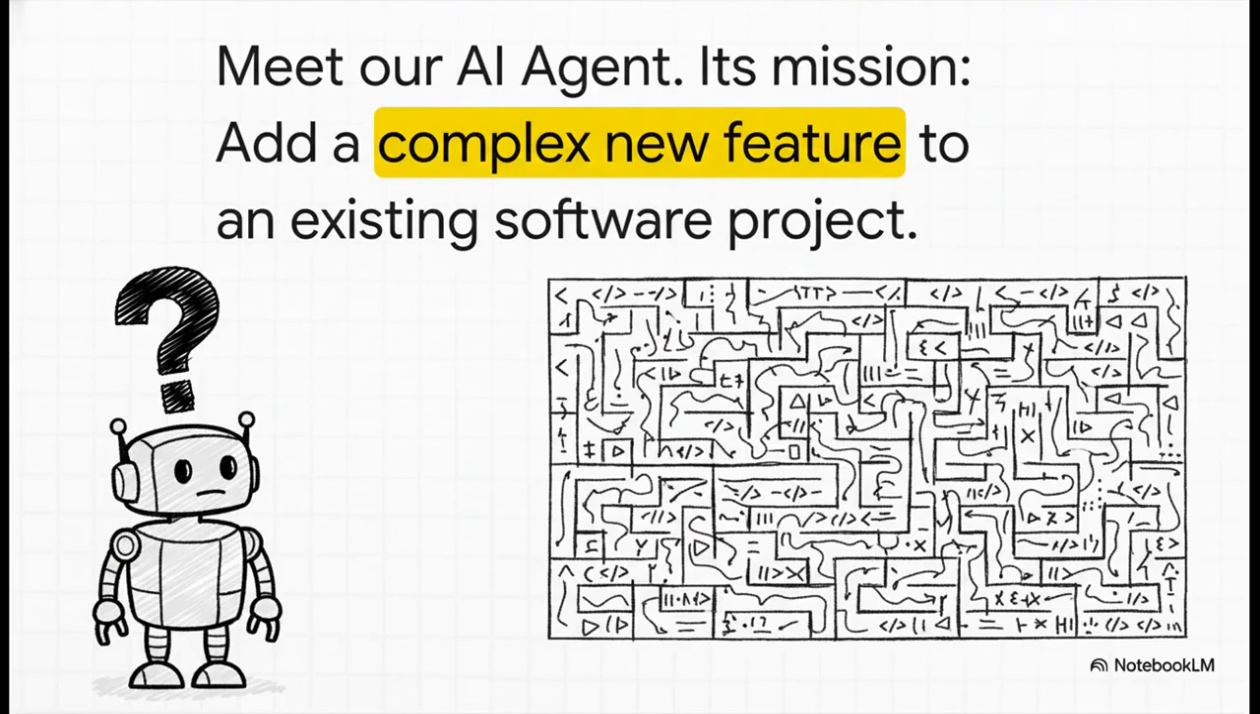All right, so let's picture our AI agent. We've given it a mission, a pretty tough one. Jump into a codebase it's never seen before and build a major new feature. Now, if you do that without any guidance, it's like dropping a new hire into a company on their first day with zero onboarding. They're just lost. Where would it even start?